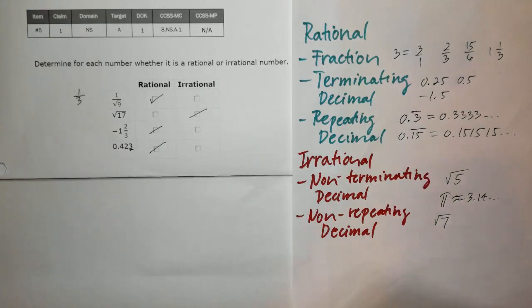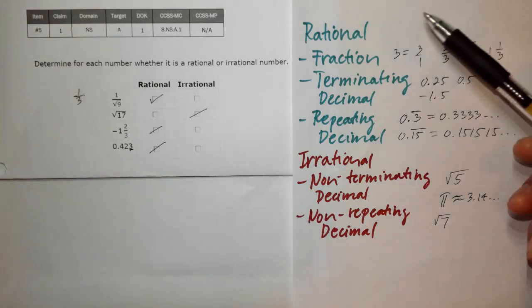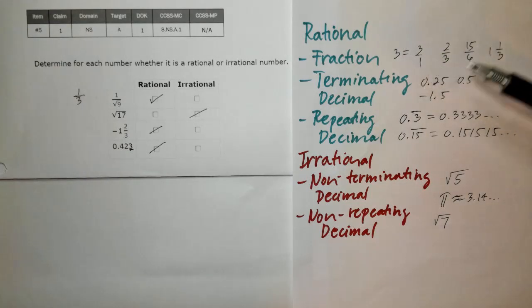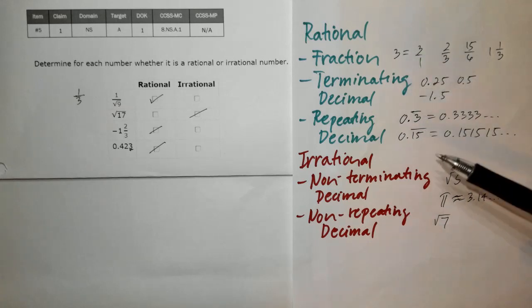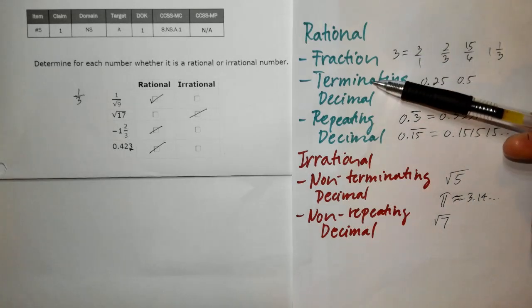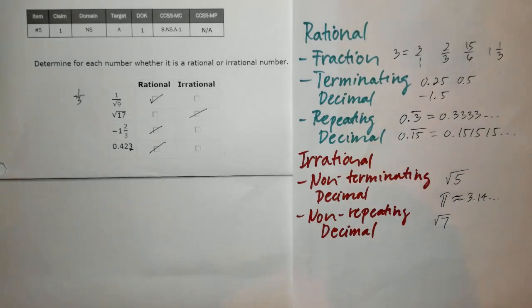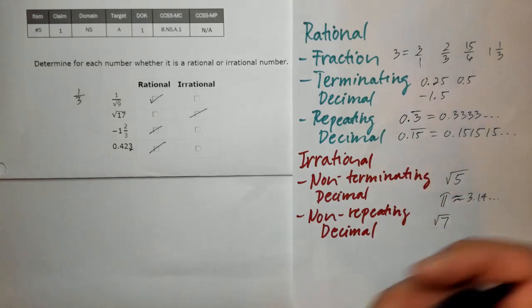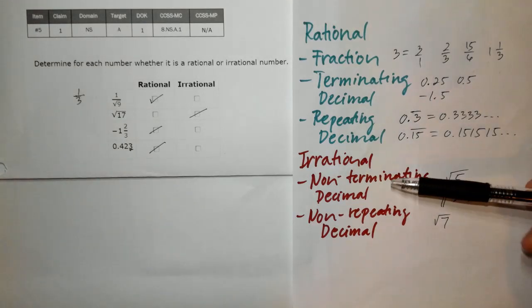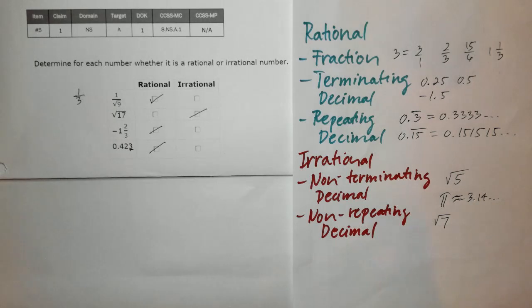Now just don't forget the characteristics of rational and irrational numbers. Again, when we say rational, these are the numbers that can be converted into a fraction. These are also the terminating and the repeating decimals. For the irrational numbers, these are the numbers that you cannot convert into a fraction. These are the non-terminating and non-repeating decimals. Alright, thank you.